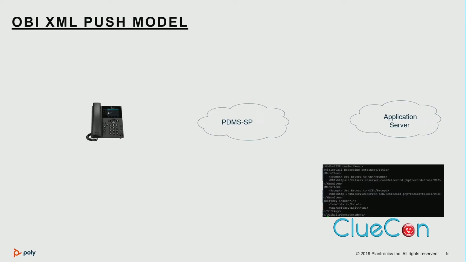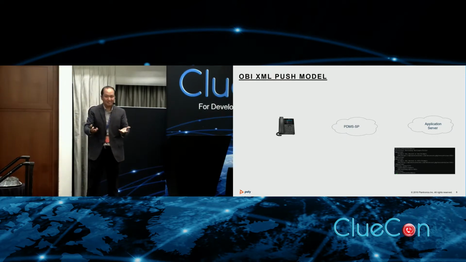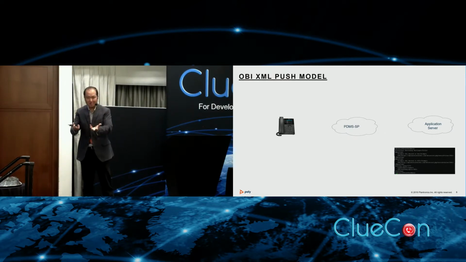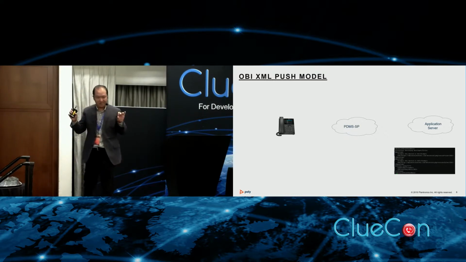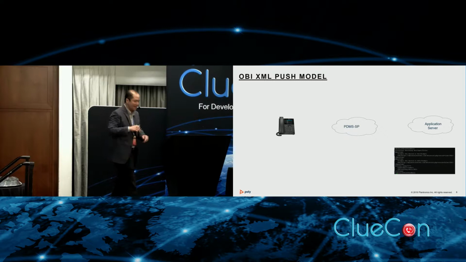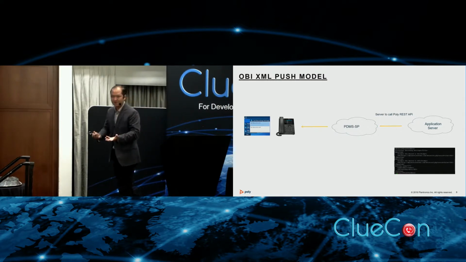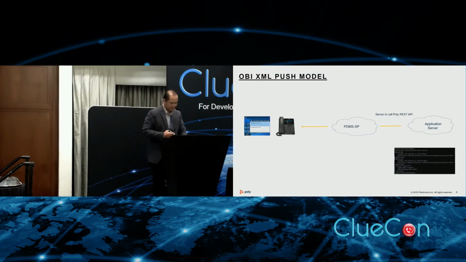Okay, the second model is a push model, right? So you write all your application, you have your application server, we give you access to PDMSSP, we give you a secure key. With this secure key, you'll be able to embed any of our XML body, and you can just push it down to our PDMSSP cloud, and the phone will actually just pop up, right? So no action is needed from the user. It will push an API, and the phone will act on it.